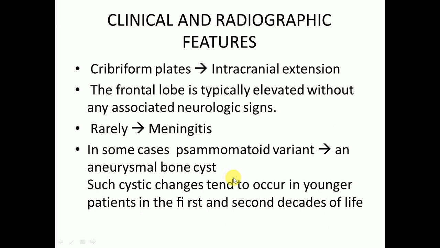If it is present alongside or near the cribriform plate, it may cause intracranial extension. The juvenile ossifying fibromas are well circumscribed, and they cause just impingement of the neighboring structures. So the frontal lobe is typically elevated without any associated neurological signs. They rarely cause meningitis, and in some cases of the psammomatoid variant you may find an associated aneurysmal bone cyst. Such cystic changes tend to occur in younger patients in the first and second decades of life.